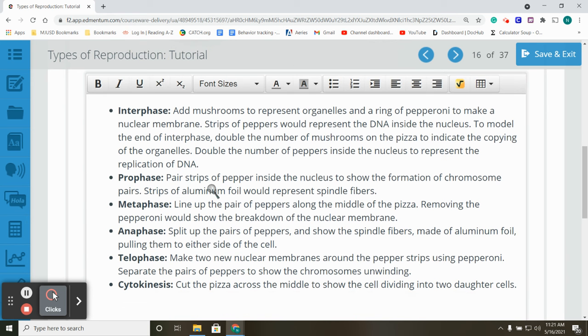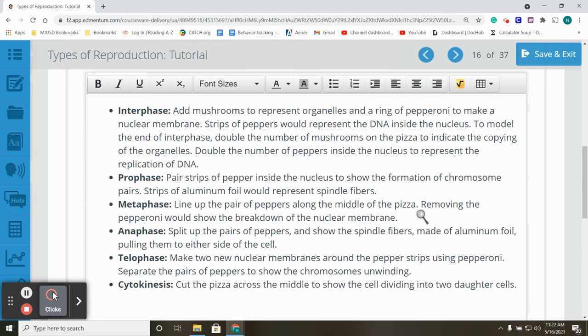Prophase. Pair strips of pepper inside the nucleus to show the formation of chromosome pairs. Strips of aluminum foil would represent spindle fibers. Metaphase. Line up the pair of peppers along the middle of the pizza.